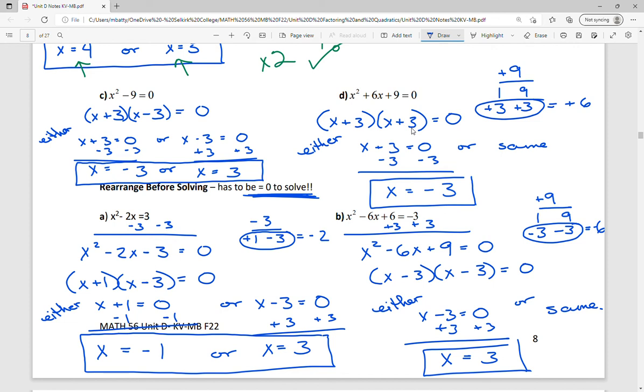Definitely take some practice at any point. If you need more practice, talk to your instructor and make sure that you're getting some extra support as you learn the factoring skills and then how to solve by factoring.